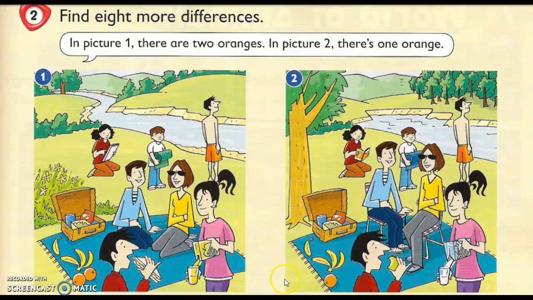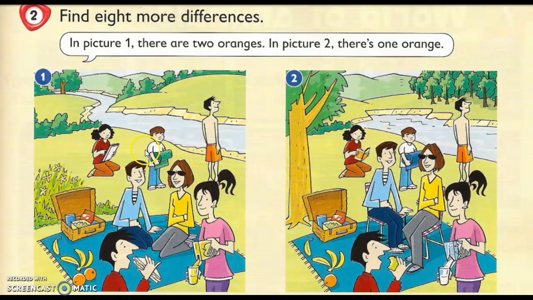But in picture 2, there is 1 orange on the blanket. In picture 1, there are flowers, but in picture 2, there is a tree. In picture 1, the girl is writing in her notebook, but in picture 2, this girl is reading.